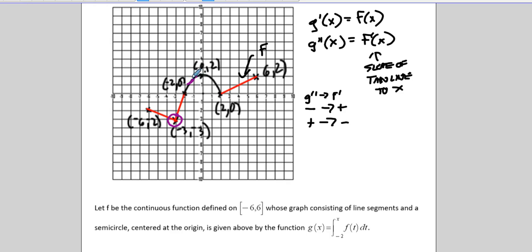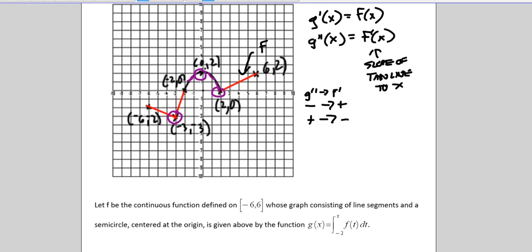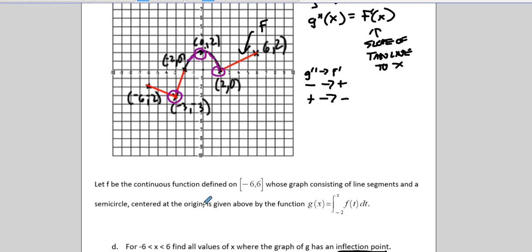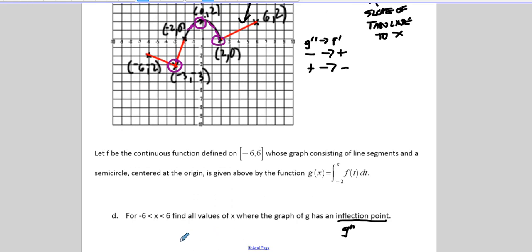Right here, the slope is positive. Right here, it's negative. There's an inflection point right there. Okay, here it goes from negative to positive. So there's an inflection point there. So far, we have values of x. Here we go from negative to positive, so that is at x equals -3. Then we have x equals 0. Then we have x equals 2.